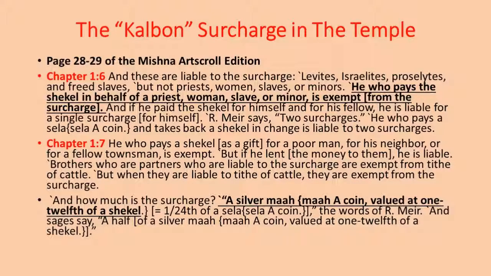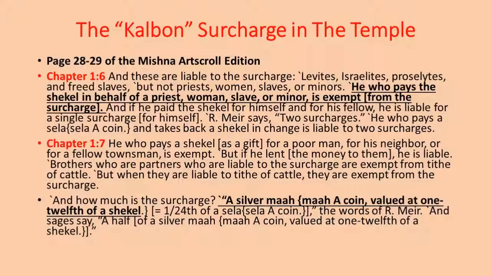And actually, this is a really extensive study on how they figure this out. But a silver ma, a ma is a coin valued at 1/12 of a shekel. What would be a half shekel? 6/12. So you have basically 6 mas would be a half shekel, right? 1/24 of a selah. The words of Rabbi Meir says, and sages say a half of a silver ma. A ma is a coin valued at 1/12 of a shekel.